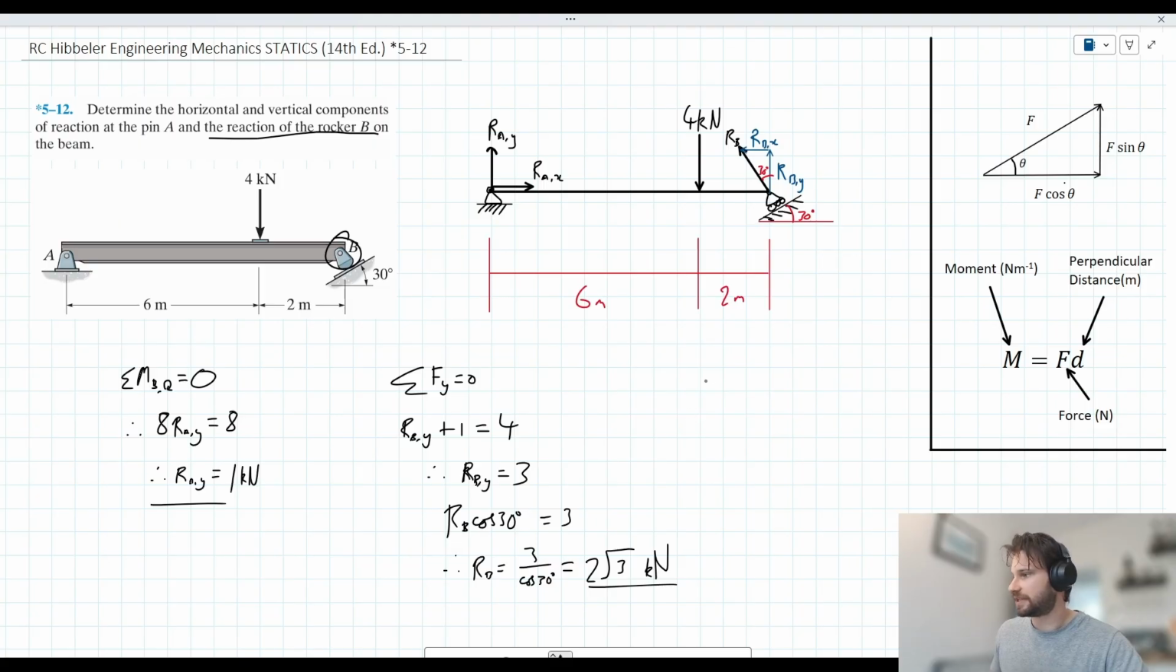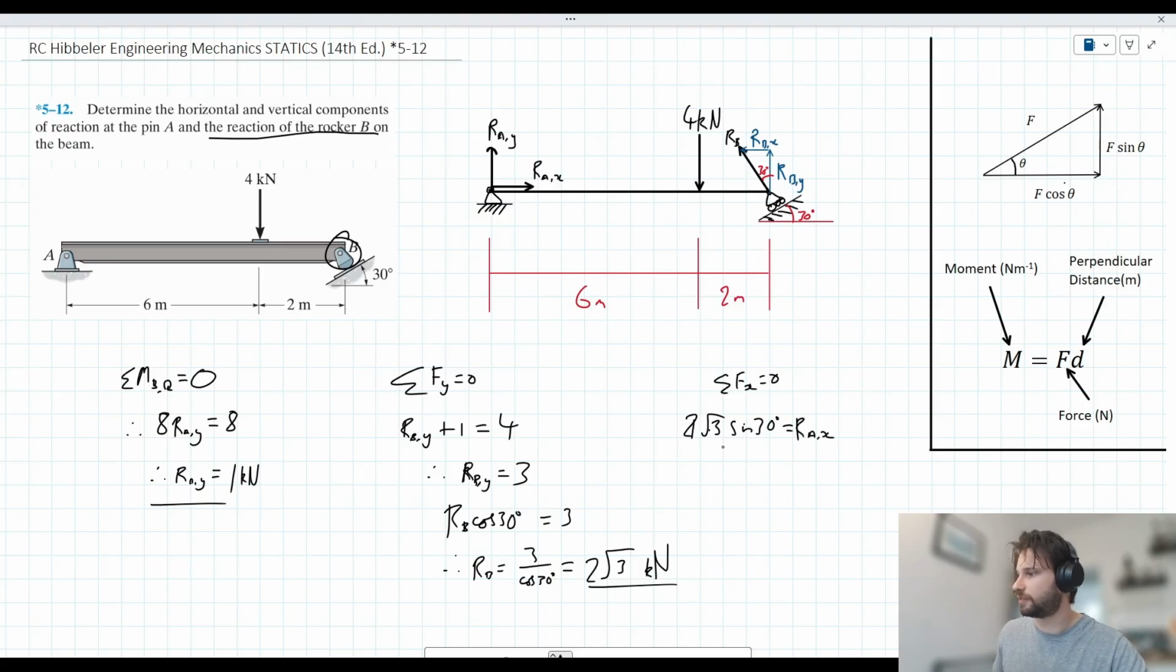Okay, and then finally, let's go ahead and resolve in the horizontal. This will then enable us to solve for RA, X, right? So the sum of the forces in the X are equal to 0. In other words, what's acting to the left is equal to what's acting to the right. What have we got acting to the left? Well, we've got RB, X, which we could alternatively describe as RB sine 30. So let's do that. Noting that we've established RB is 2 root 3, let's just write 2 root 3 sine 30 for what's acting to the left. What's happening to the right? Well, we've got RA comma X, so let's add that to our right-hand side.